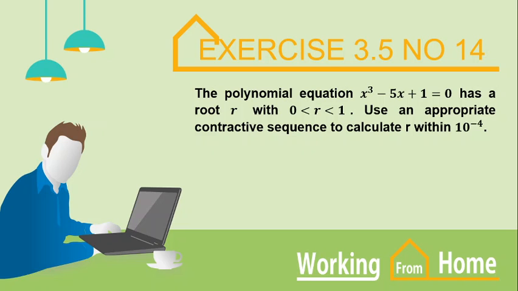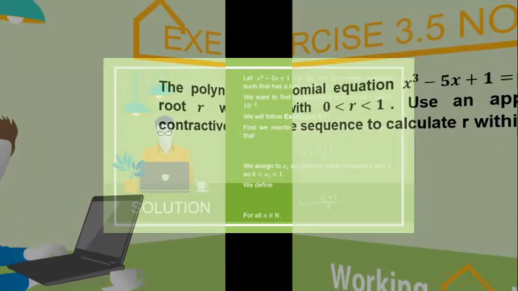The polynomial equation x^3 - 5x + 1 = 0 has a root r with 0 < r < 1. Use an appropriate contractive sequence to calculate r within 10^-4.